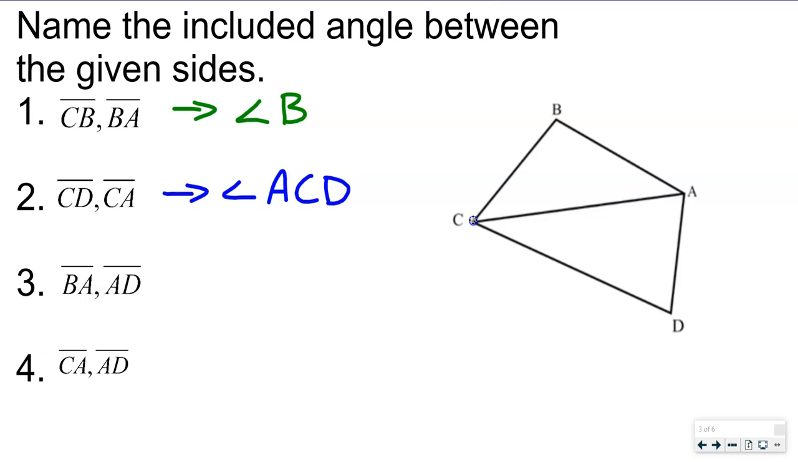All right, then we have BA and AD. So again, we need to use 3 letters because there are multiple angles we could be talking about when we're talking about the vertex A. We could talk about either of those smaller angles or this big angle that we're looking at. So I would call it BAD.